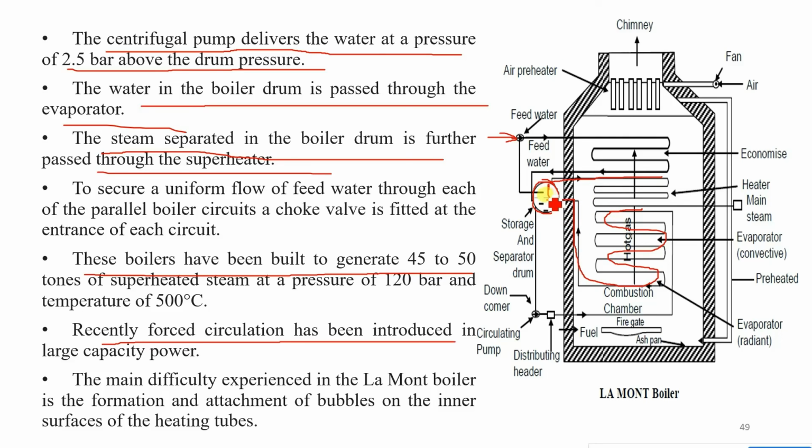When water enters the evaporator, it is in the saturated condition, and boiling of the water takes place in the tube. Due to the boiling, bubble formation takes place. A bubble is a thin film inside which nothing is there, or vacuum is there, so it acts as an insulator. Therefore, the heat transfer rate decreases. This is the disadvantage of the Lamont boiler.